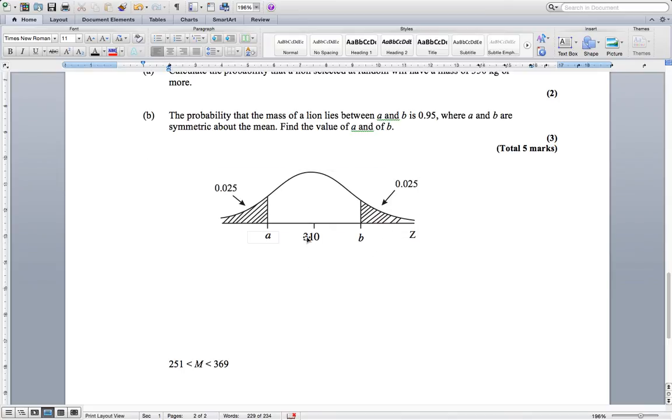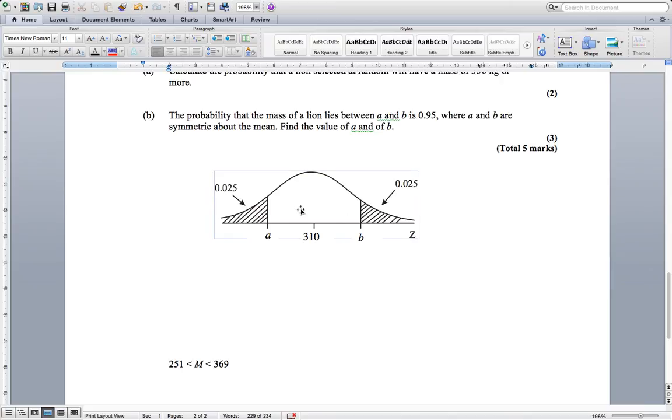Now A and B are symmetric about the mean. So it implies that A and B are equidistant from 310. So the distance between 310 and A is the same as the distance between 310 and B. Fine. In which case, you can see that this area is 0.025, this area is 0.025. Now there are one or two ways to find the values of A and B. Okay, I'll tell you all the ways.